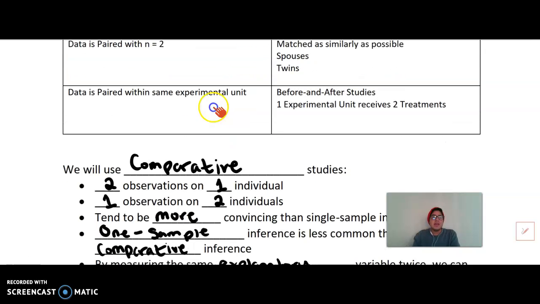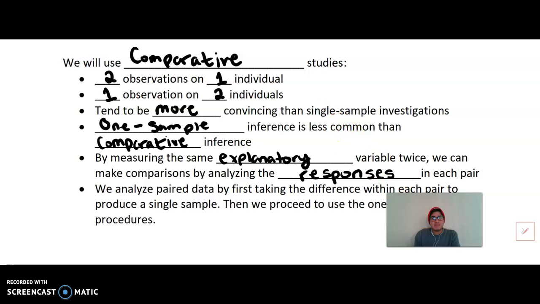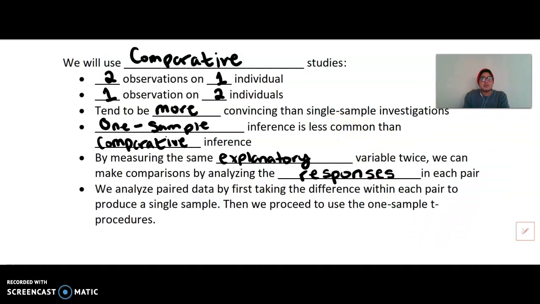2 types of treatment. Now, here's a few key concepts that we need for this section. We are going to be looking at comparative studies, meaning there's either 2 observations on one individual or 1 observation on 2 separate individuals. Comparative studies tend to be more convincing than single sample, as one sample inference tends to be less common than comparative inference. It might, in theory, seem easier to find just one group of people and take the sample from there, but in a comparative study, since we're measuring that same person or same subject or item, we are able to see the differences in the trends between the 2 treatments.